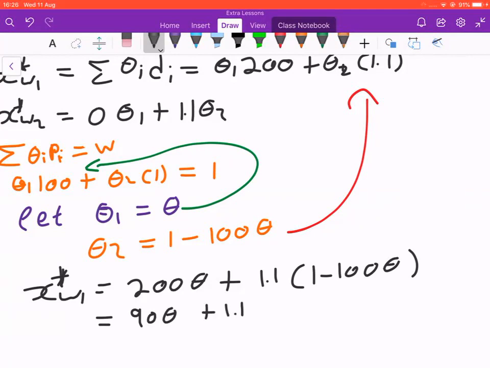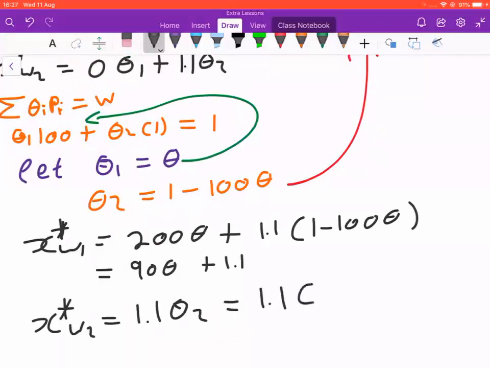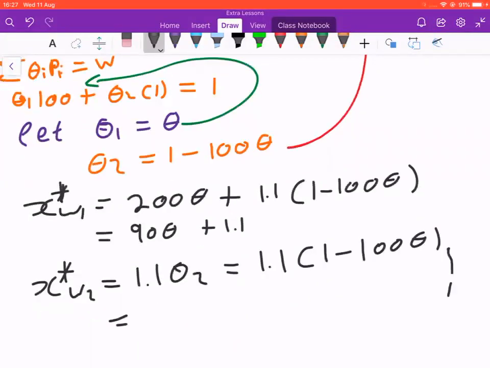So for state 2, again, basically, this is going to be 1,1 minus 110 theta. Any questions?